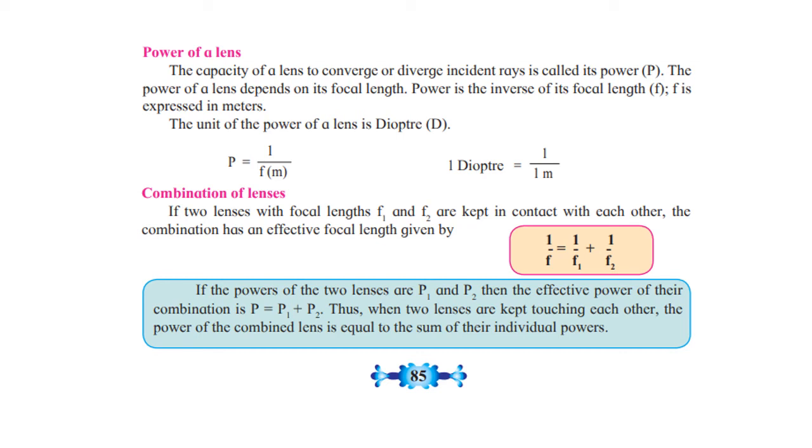In the bracket it's written m. What we have to remember is that f is always in meters. So this is the formula that we have to remember. P is equal to 1 upon f.